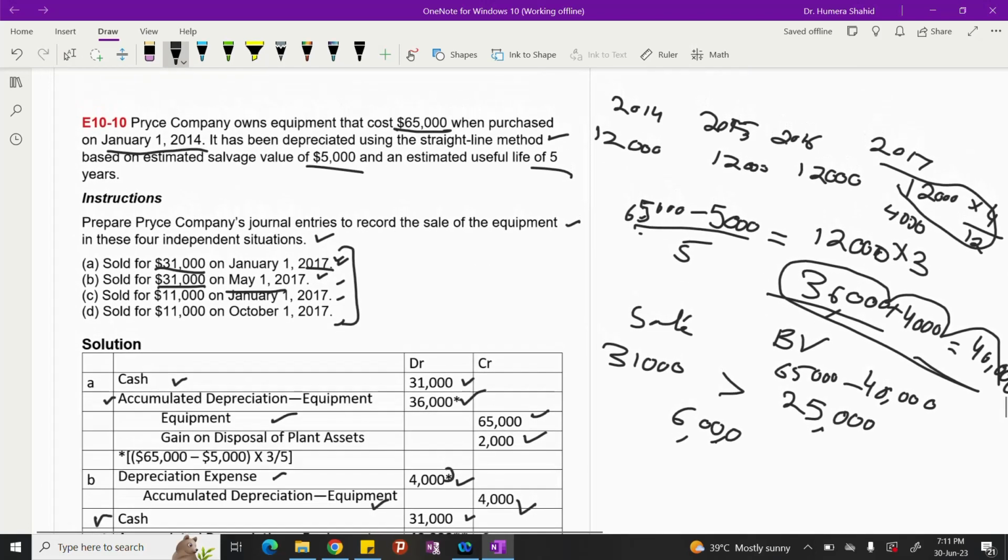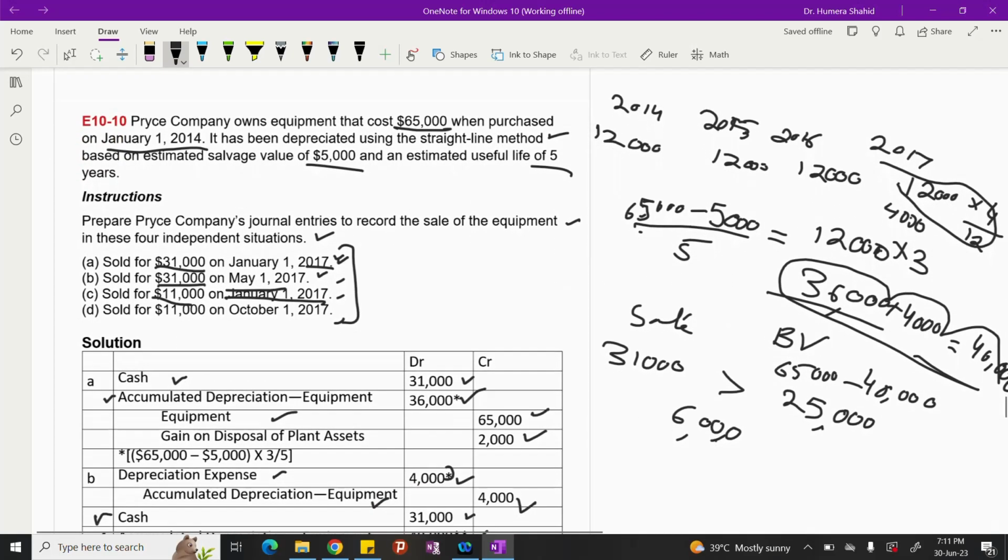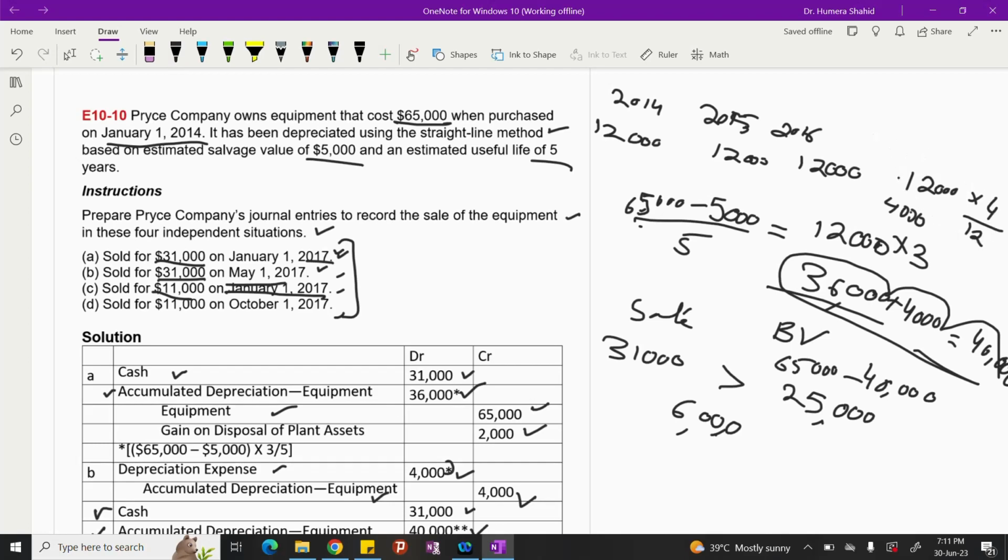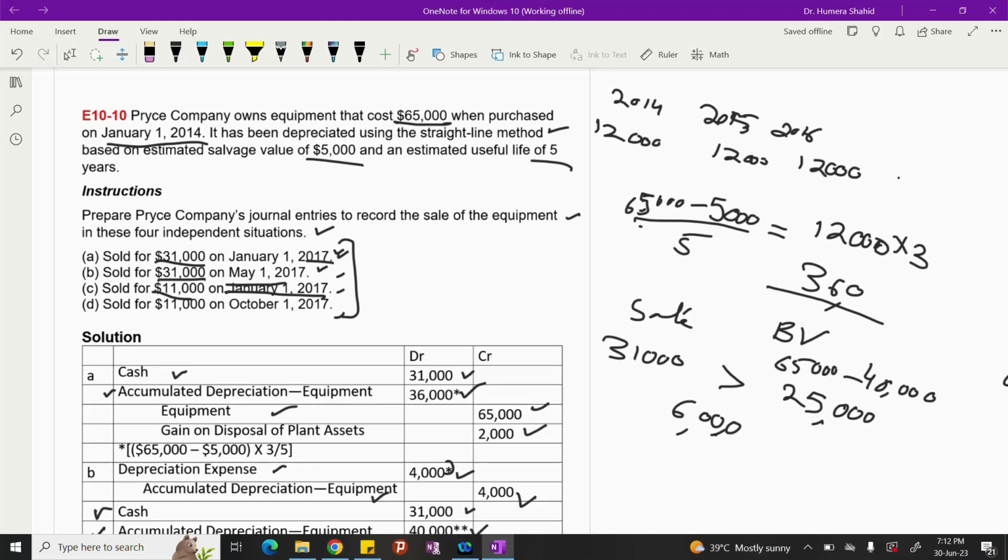Let's move on towards point number C, which is sold on January 1st, 2017 for 11,000. So let's use the data which we had before. So no more 2017. We are selling it on January 1st, 2017. So accumulated depreciation is 36,000. And here I need to change it to book value. Book value is how much? Cost 65,000 minus 36,000. So that gets 29,000.